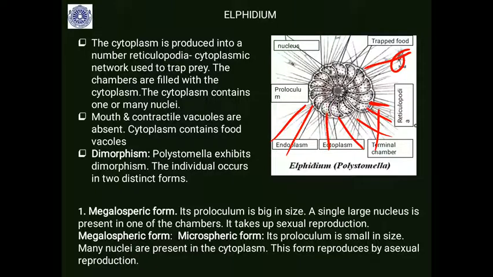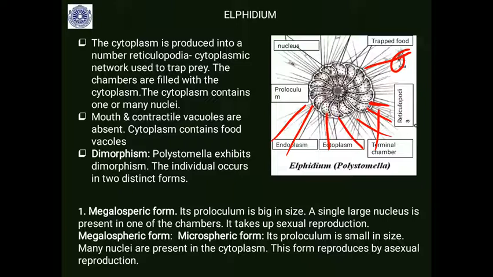So it is a dimorphism. Elphidium usually you will find in two forms. The one is megalospheric and microspheric. In the megalospheric form, the proloculum is big in size, and you will be able to find a single large nucleus. This is the megalospheric form. And in the microspheric form, the proloculum is smaller and you will find many nuclei, multinucleated.